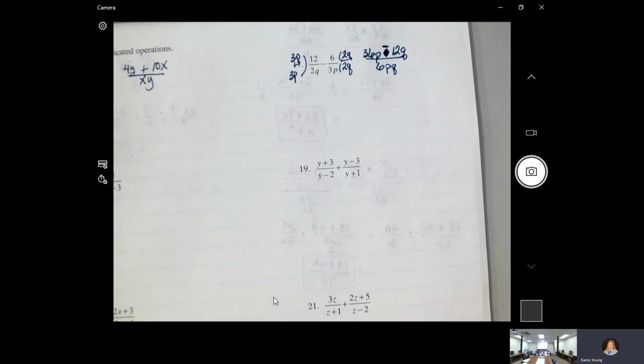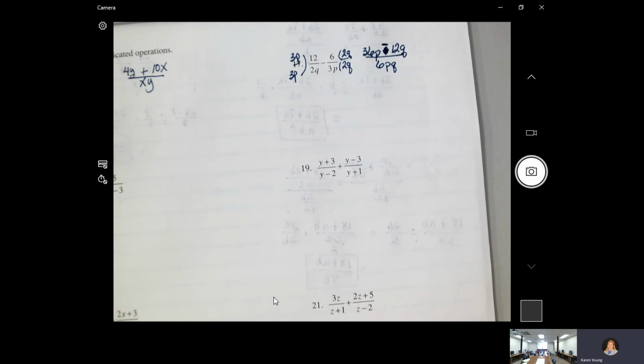Does that need to be simplified, or do you keep it like that? You can keep it like that. I'm just trying to get the process right now.